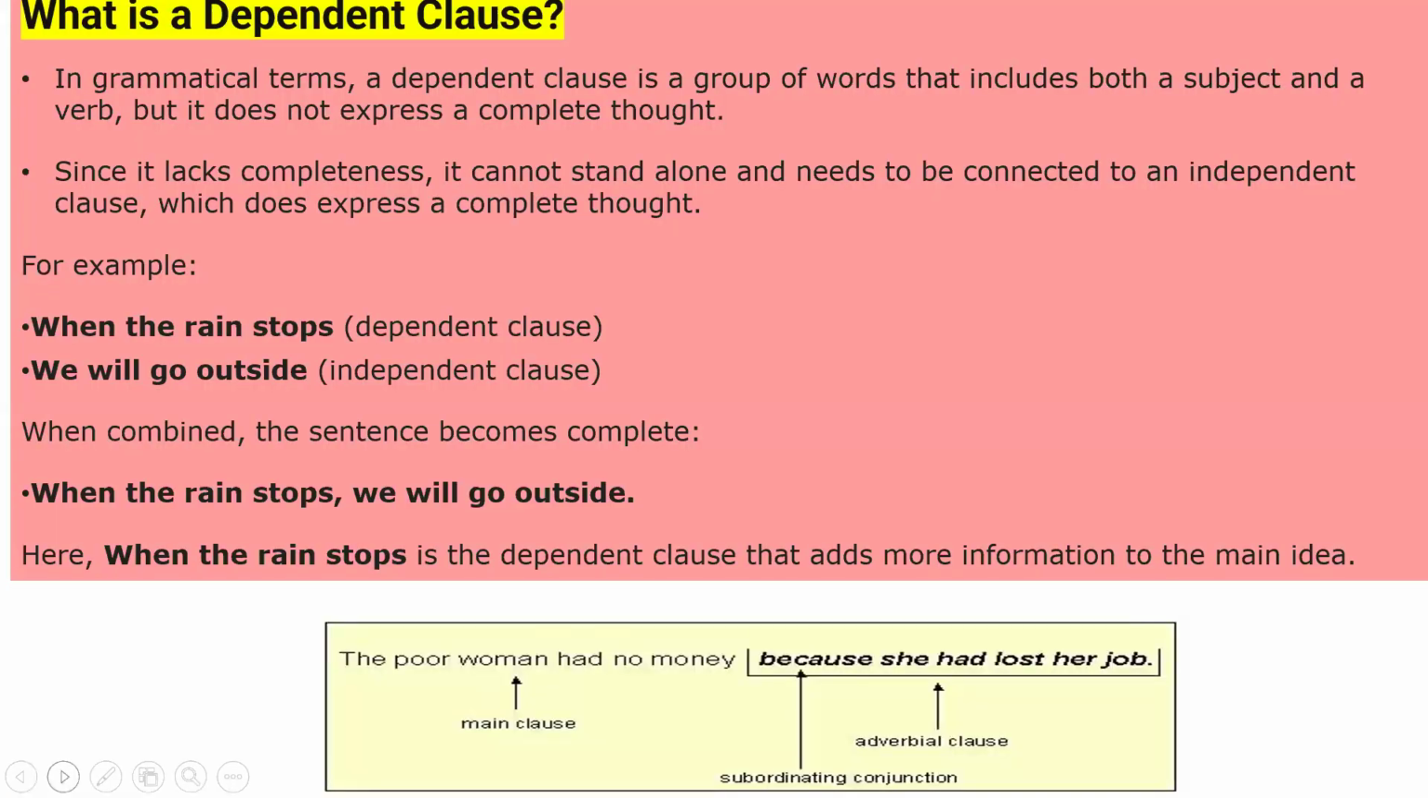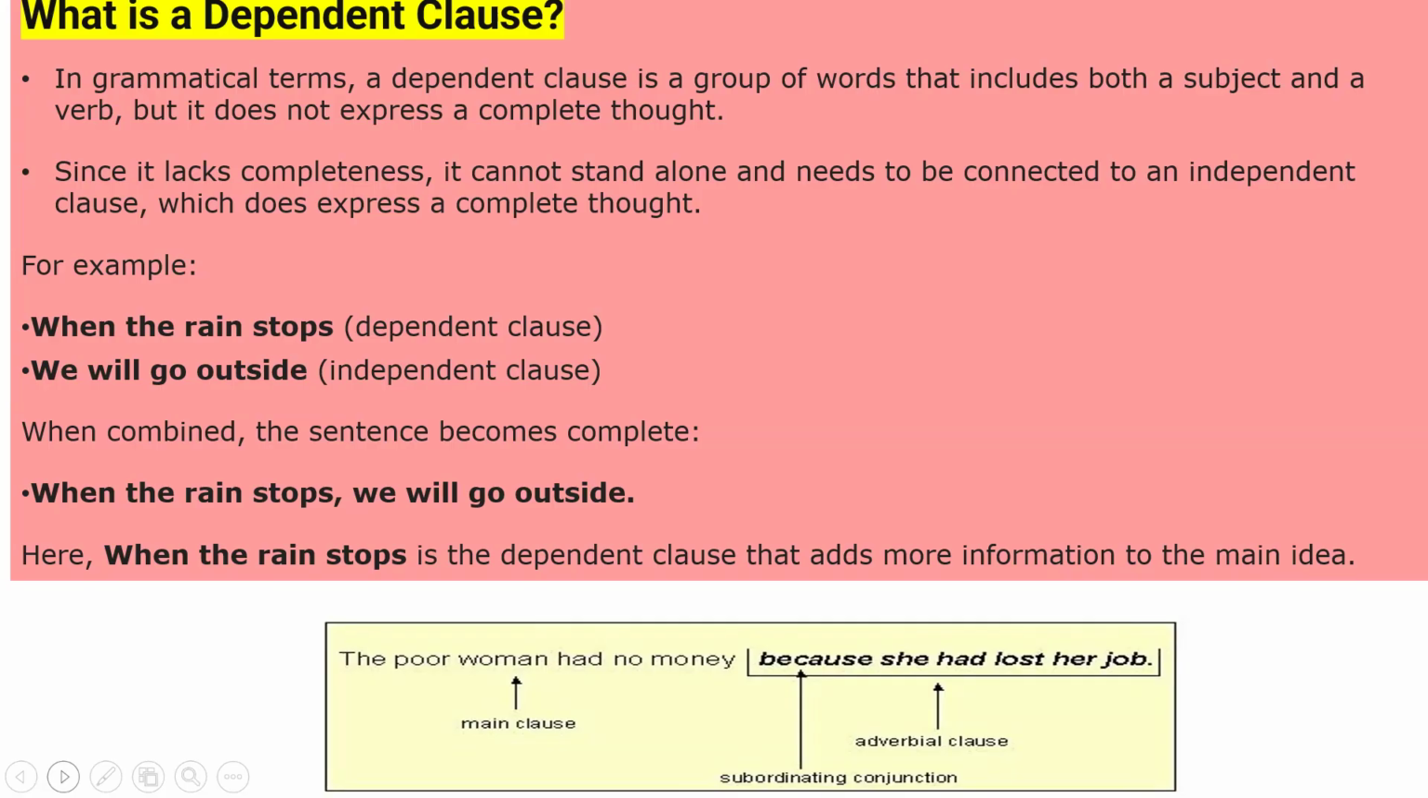Finite or non-finite verbs. What is a dependent clause? So, the dependent clause we have understood very well. It cannot stand alone. It cannot itself give a complete meaning. It cannot provide a complete thought. It cannot itself provide a proper, complete, meaningful sense.